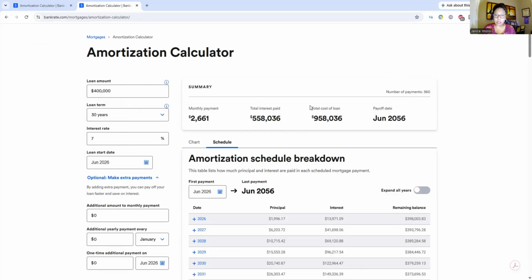So the total cost of the loan is this $400,000 plus all this beautiful interest here, $558,036 that the bank is going to get from you if you just maintain those same payments and don't deviate. Then for you borrowing $400,000, it's almost $1 million. Wow.